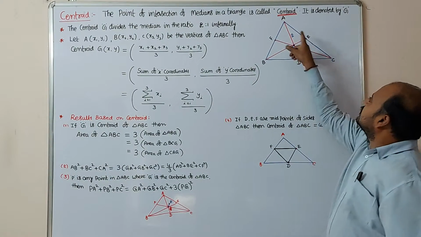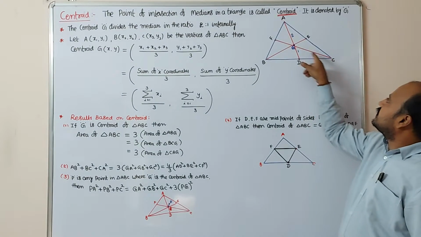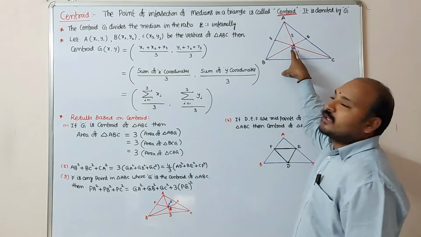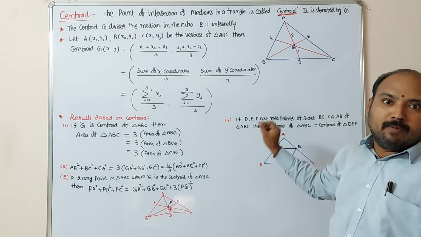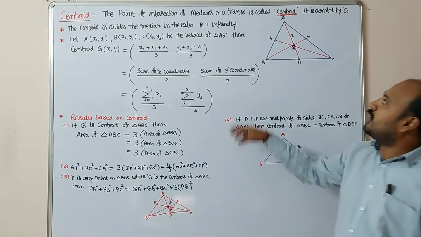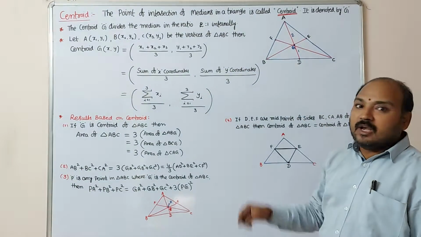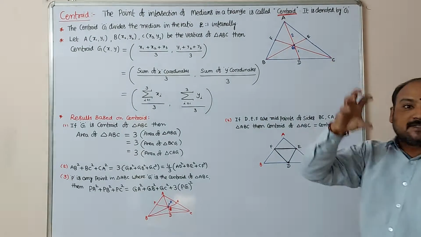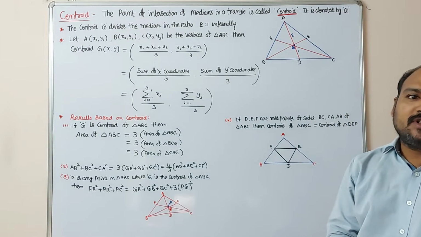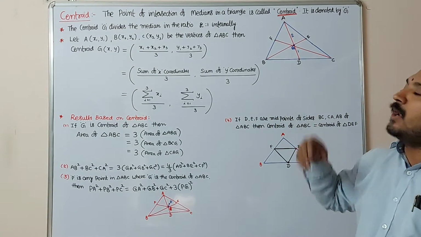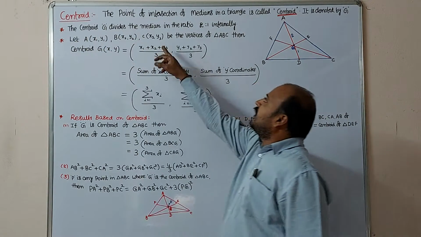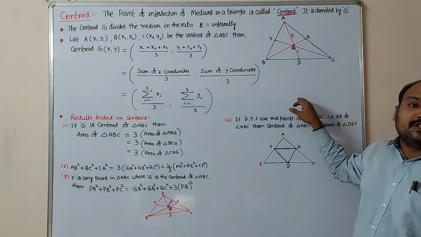So like this, we have three medians. The point of intersection of these three medians is called centroid. It is denoted by capital G. You remember, it's a very important concept. Related to medians and centroid, there is one important property; most of the questions are based on this concept and we will apply this result. The centroid G divides the median in the ratio 2:1 internally.